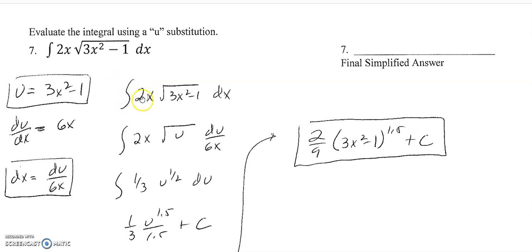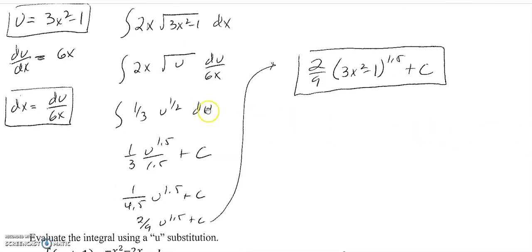So we have the integral of 2x square root of 3x squared minus 1 dx. Instead of 3x squared minus 1, we're going to put u. And instead of dx, we're going to put du over 6x. Once we do those substitutions, we have the integral of 2x square root of u times du over 6x, which looks more complicated, but if we take a second look, it actually simplifies pretty well.